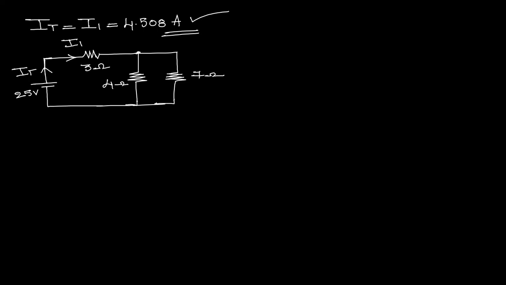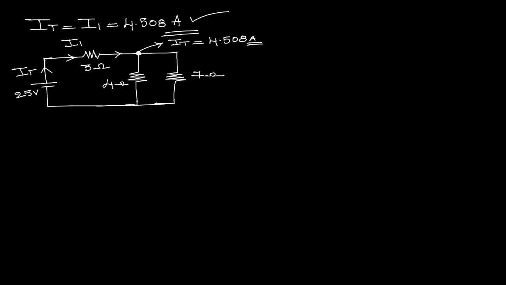Now coming to the actual concept. It means the total current of 4.508 amperes is directly flowing through 3 ohms, which means that particular current directly appears at this particular point, because this I1 is the incoming current to this particular node. The total current available at this particular node is equal to 4.508 amperes.